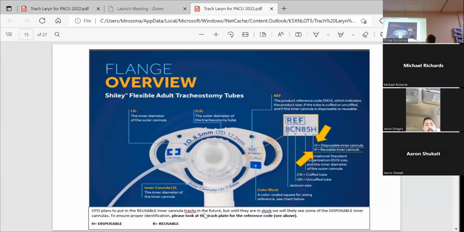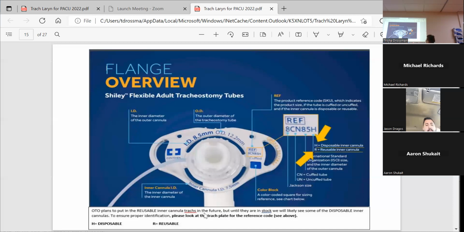And then this has to do with some international standardization size, blah, blah, blah, but it does match what this inner diameter is. But again, not important to us. Really, the most important thing is this cuff and what kind of cannula it is. So the first two and the last are the most important in my book. H represents a disposable inner cannula. I mean, you can throw it out. I don't know why it's H. And if it was an R, then that would be one that's reusable.